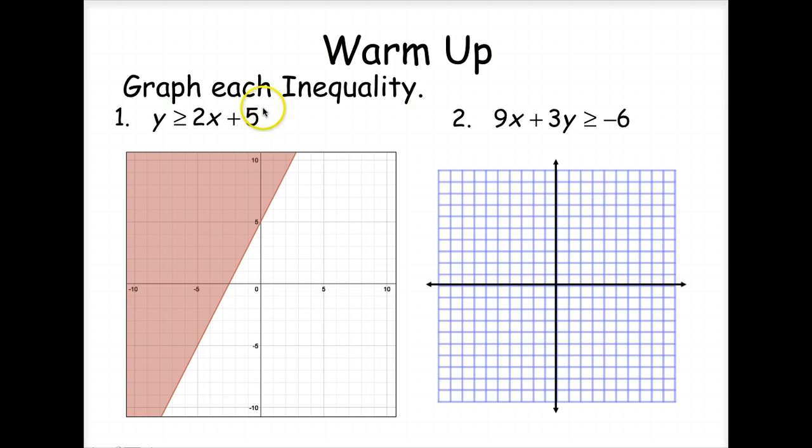Okay, so this one, because our y-intercept is 5, we go up 5, and our slope is up 2 over 1, or down 2 left 1. It's greater than, so we're going to shade on this portion.